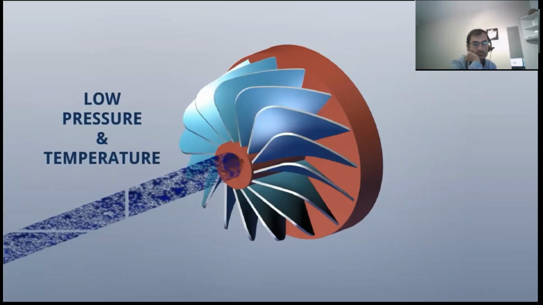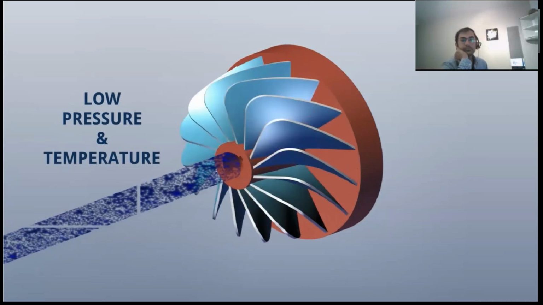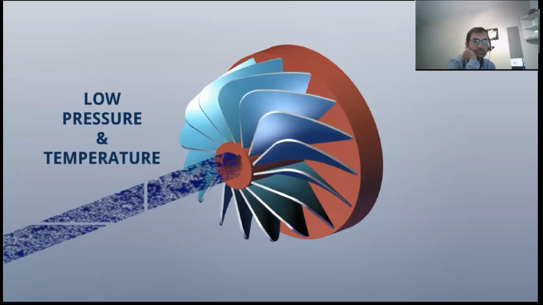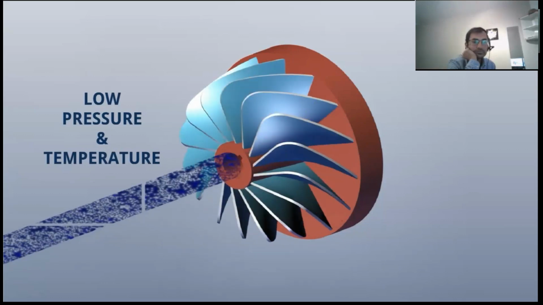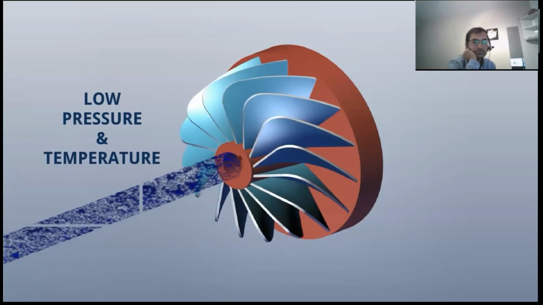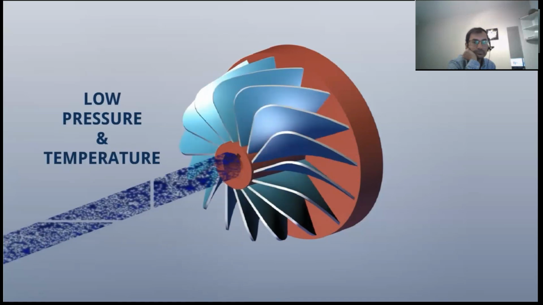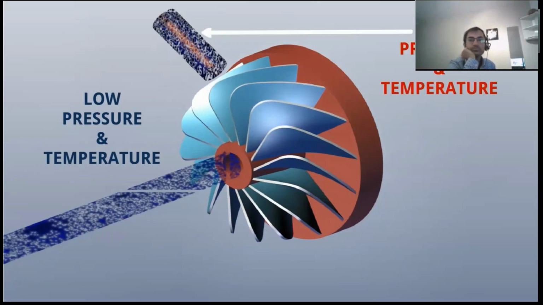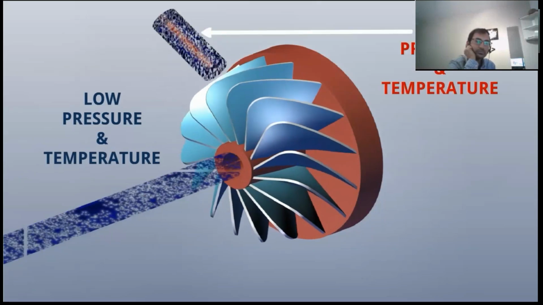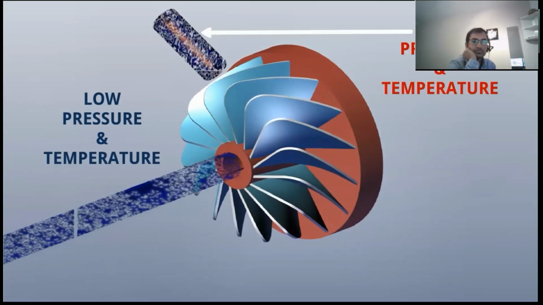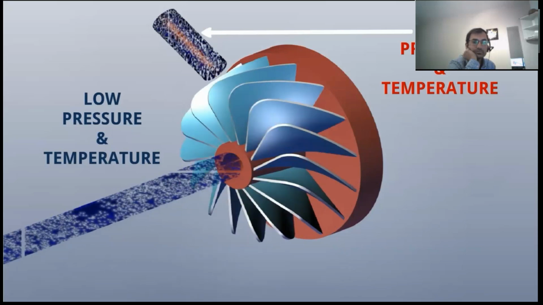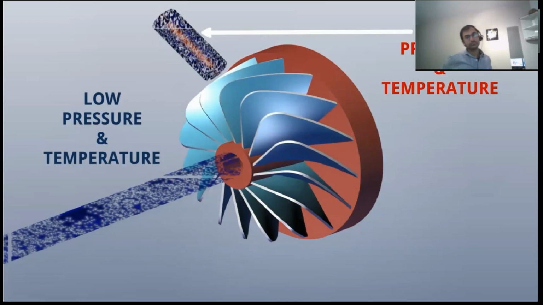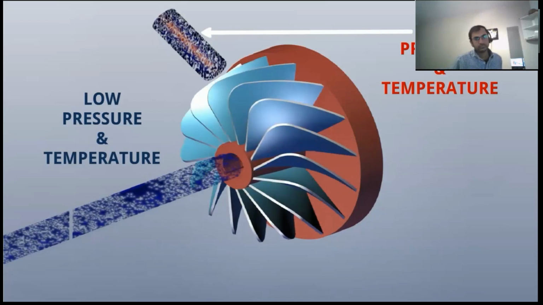So this refrigerant is at low pressure and slightly moderate temperature. So low pressure and slightly moderate temperature refrigerant enters the compressor, and after compression the refrigerant vapor changes into high pressure and high temperature. So basically it creates a pressure differential, at inlet low pressure and at outlet high pressure. So this pressure differential helps the refrigerant flow inside the refrigeration cycle.